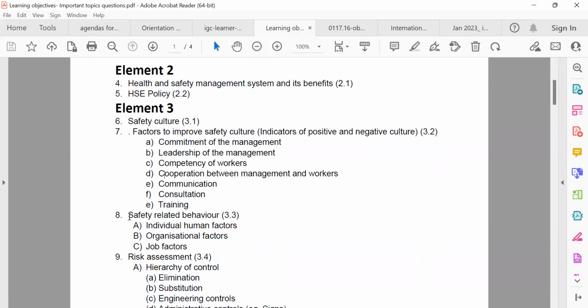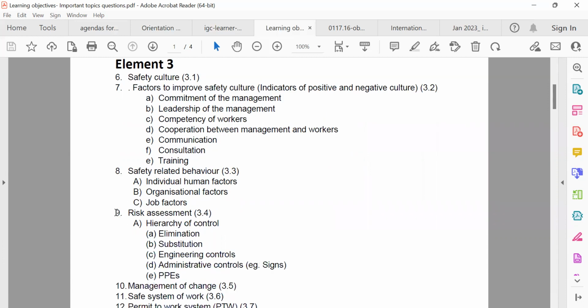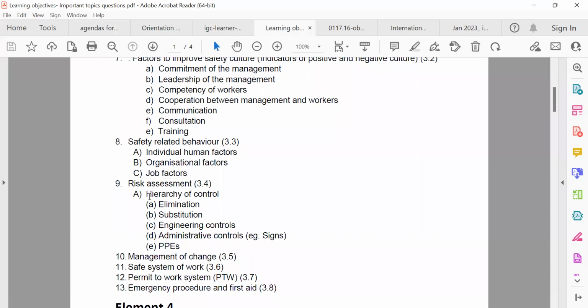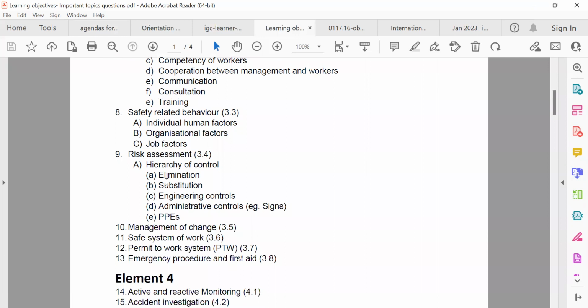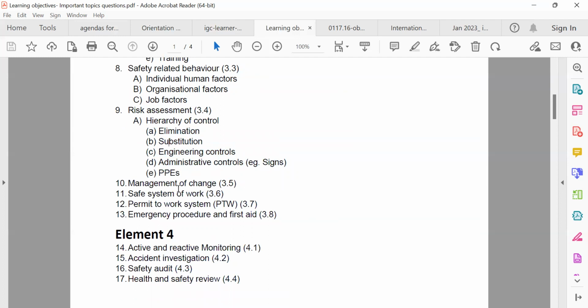The eighth learning objective is safety related behavior of a person. There are some factors that affect safety related behavior. Those factors are individual human factors, organizational factors, and job factors. The ninth learning objective is risk assessment. Under risk assessment, you have to learn 5 steps of risk assessment, and one of the steps explains hierarchy of control. In the hierarchy of control, you have five elements: elimination, substitution, engineering control, administrative controls, and PPE.